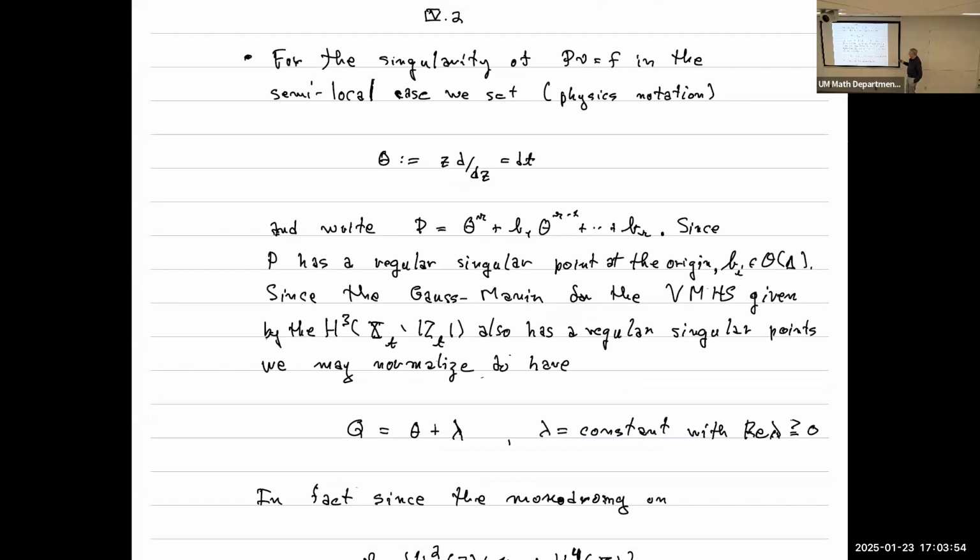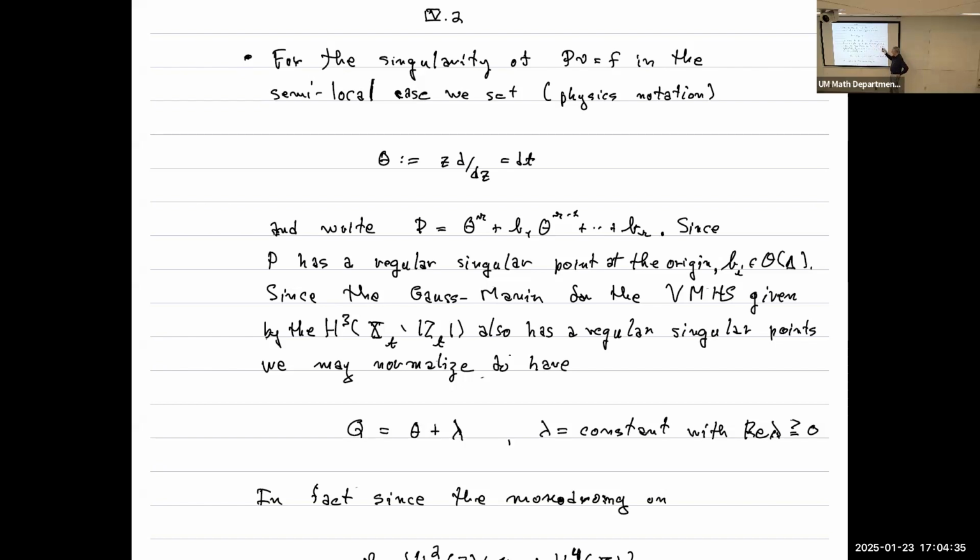So going back to the singularity of Picard-Fuchs, where the right-hand side is just a function, when you're looking near the singularity, one uses the logarithmic form of differentiation, call that theta equals z d/dz, which is equal to dt, and write the equation as p plus these functions here. One knows that the Picard-Fuchs has a regular singular point, so these are analytic functions.